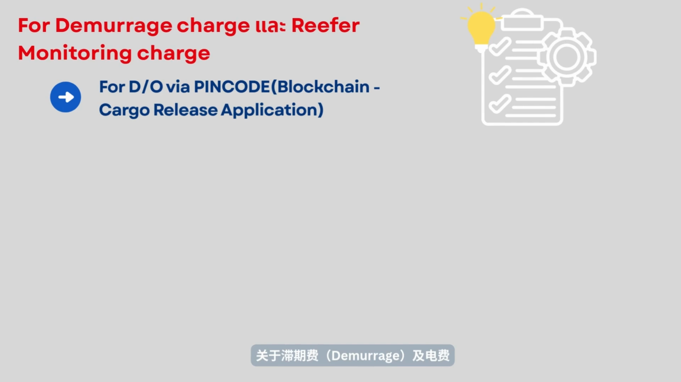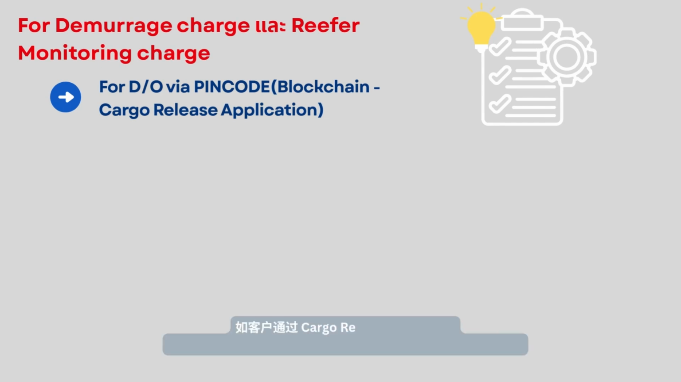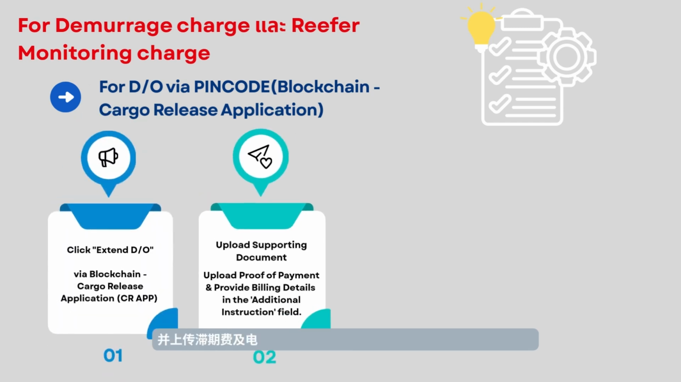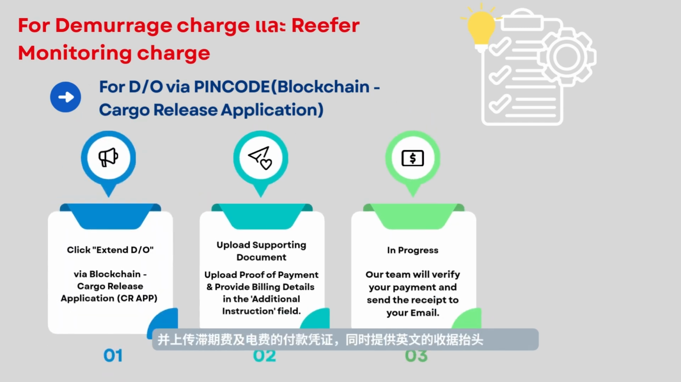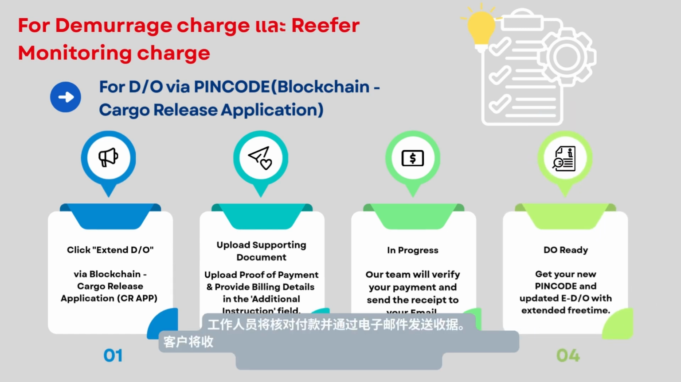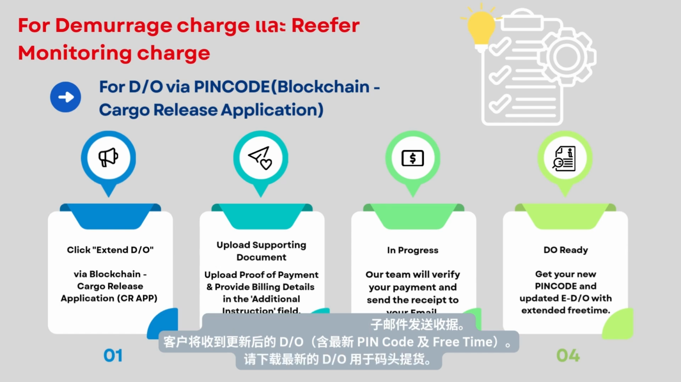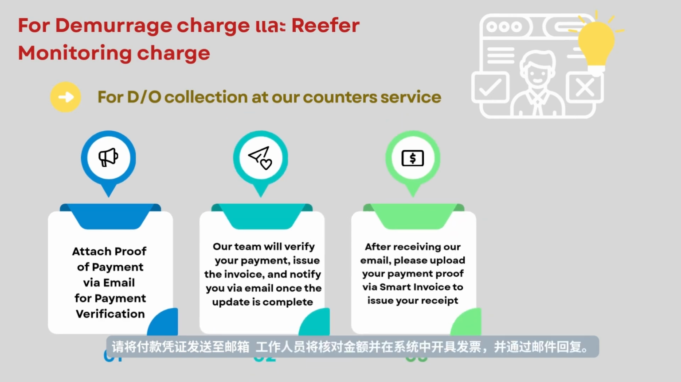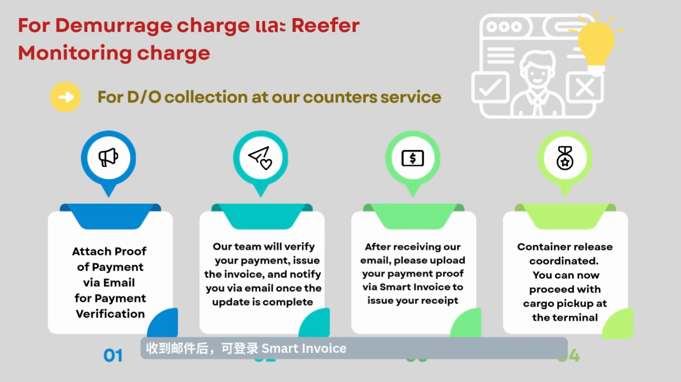For demurrage and reefer monitoring charges, if you received your DO via cargo release, log back into the system and click Extend DO, upload your proof of payment, and provide the receipt name and address in English. Once verified, you'll receive a new DO with updated PIN codes and free time, and for the receipt we'll send via email. However, if you received your DO at the counter, please email your proof of payment to our staff first. Once we confirm the invoice is ready, you can then log into Smart Invoice to issue your receipt yourself.